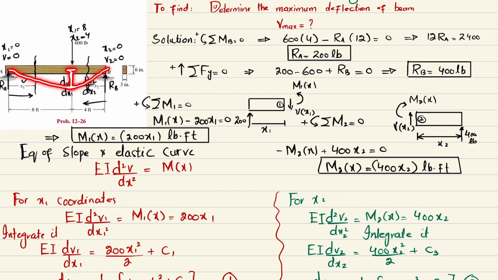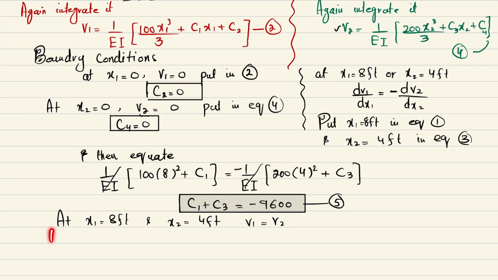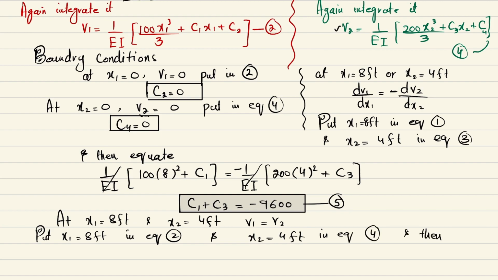So you have to put x1 is equal to 8 feet in equation 2 and x2 is equal to 4 feet in equation 4, and then equate them, because we have this condition v1 is equal to v2.